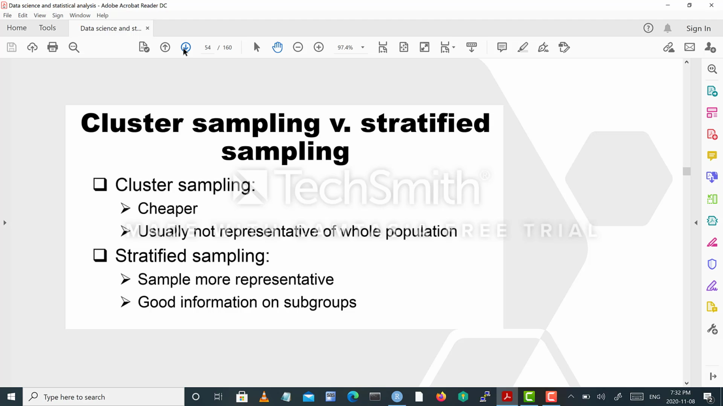Cluster sampling versus stratified sampling. Cluster sampling is cheaper but usually not representative of the whole population. Stratified sampling gives a more representative sample and good information on subgroups.